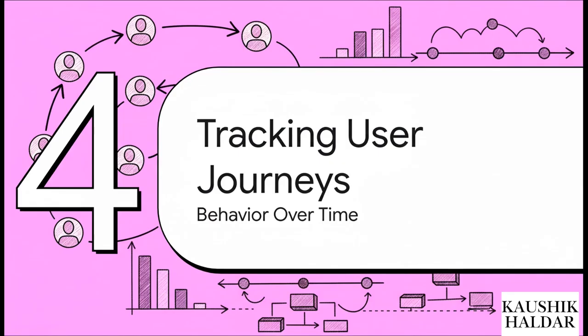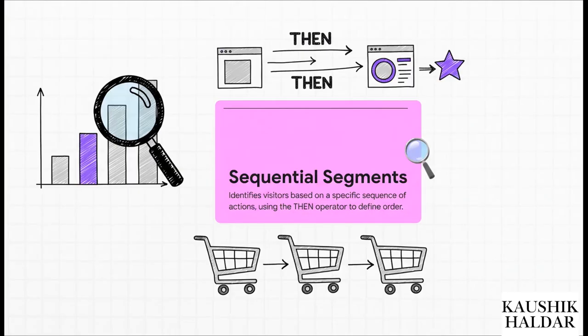All right, so now that we know how to isolate groups, let's kick it up a notch. Let's analyze their behavior in a specific order. We're moving from what did they do to in what order did they do it? And that is where sequential segments are your best friend. By using this special Venn operator, you can start answering those really critical journey questions like, what do people do right before they buy something? Or where are people getting stuck in our checkout process?